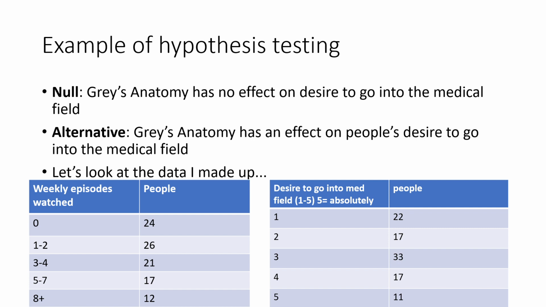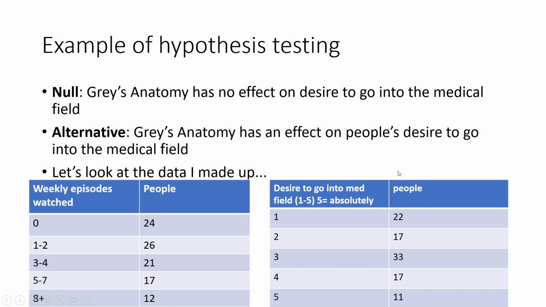So the data that I totally made up, I just went off of what sounds maybe roughly accurate. So let's say that in this study we interviewed sophomores in college. And so we have our people over here and how many episodes they watch weekly. 24 people said that they don't watch any weekly. 26 said 1 to 2. 21, 3 to 4. 17, 5 to 7. And 12 people said that they watch 8 or more, so at least an episode a day about.